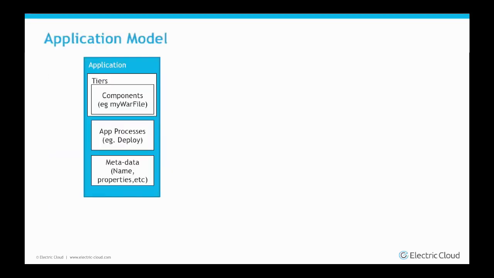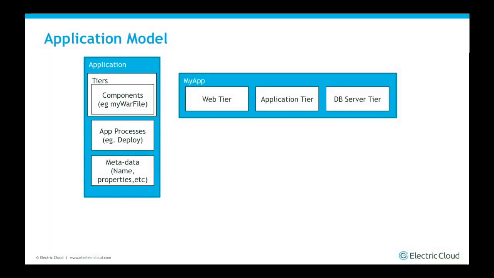Applications are modeled by providing information about their components and defining the processes that orchestrate the deployment of those components. An application object in ElectricFlow consists of one or more application tiers. For example, a three-tiered application with web, application, and database server tiers. The application tier is a logical grouping of components.